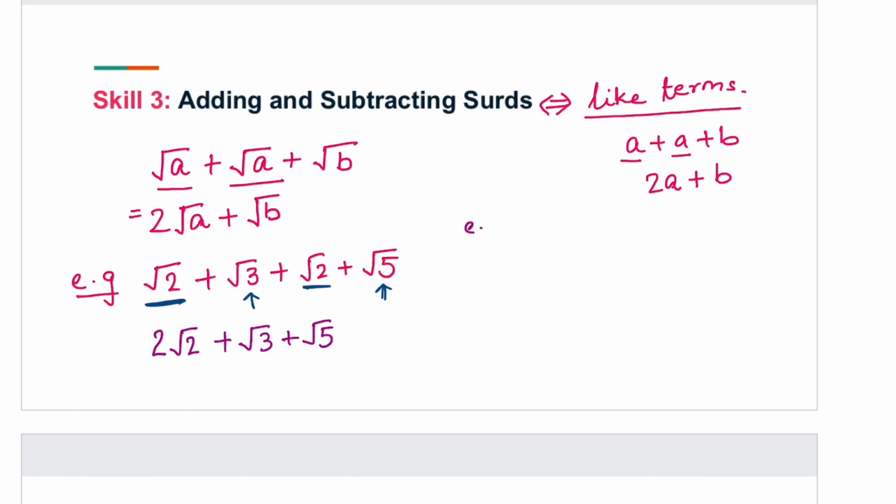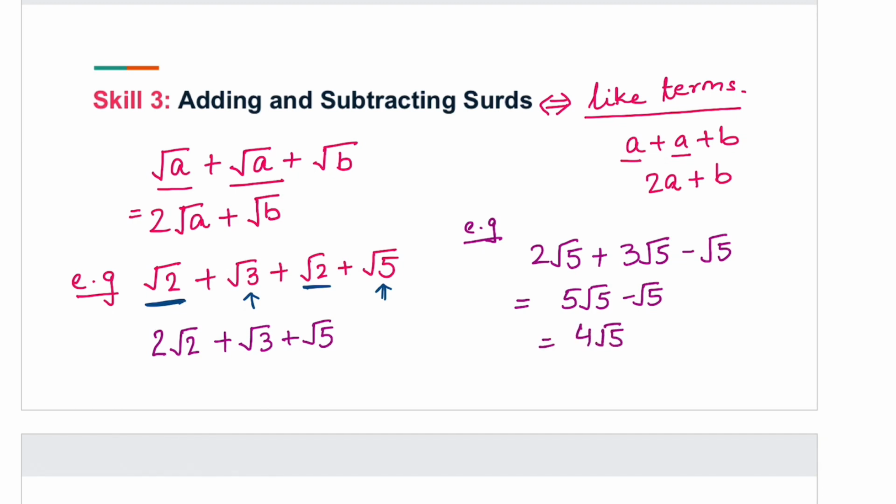Let's do another one. Let us suppose we have 2 root 5 plus 3 root 5 minus root 5, and we have to simplify this. First thing we will see, all the terms have root 5, so that means we can simplify them together. 2 plus 3 root 5s will give us 5 root 5, and then taking away 1 root 5 from it will give us 4 root 5.